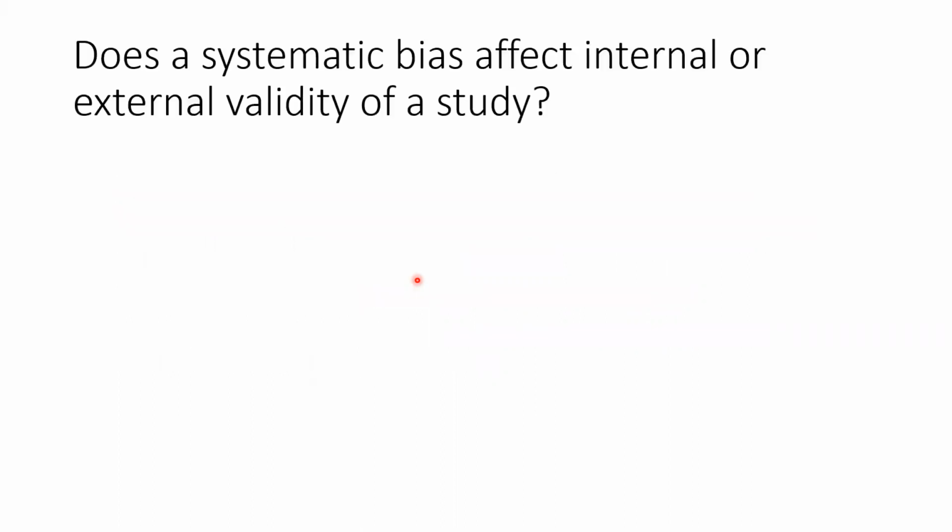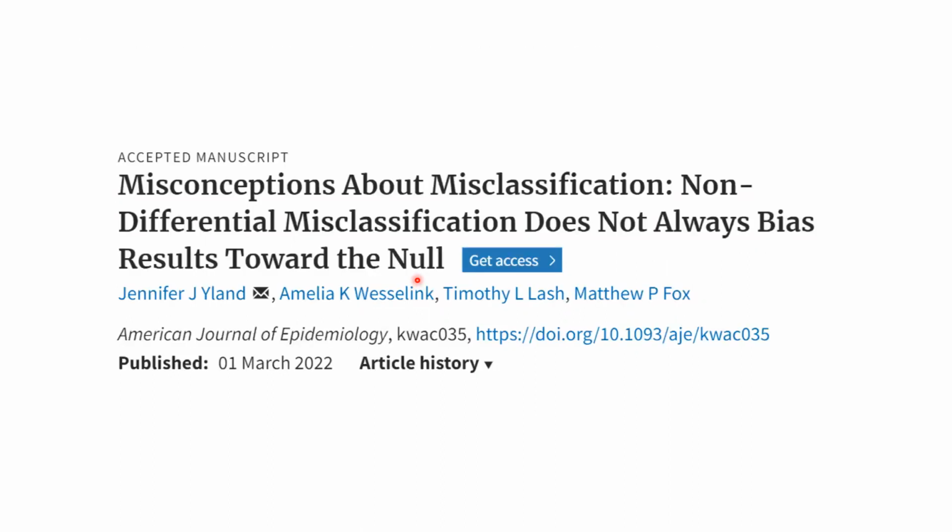Okay, that's it. I think we can stop here. So this is a very quick overview of biases, just the difference between selection, information, confounding, and differential and non-differential when we talk about information bias. It was a very quick overview. Do you have any questions about it?